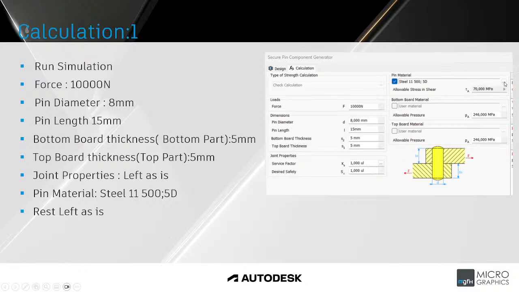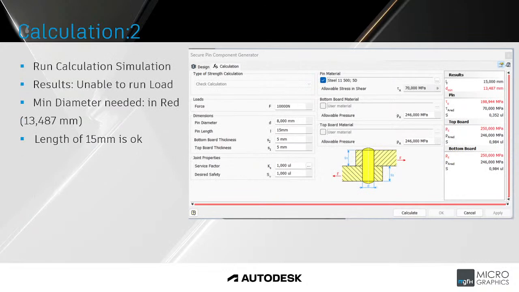Here you get a drop down menu where you can choose your different material standards. So in this case I chose the steel 11 500 5D. You can also insert the available pressure and stuff like that, but I left it as is, and then I press calculate. So that's just to run the simulation. So now Inventor has run a calculation simulation for you to see if the pin you have selected will be able to handle this load.